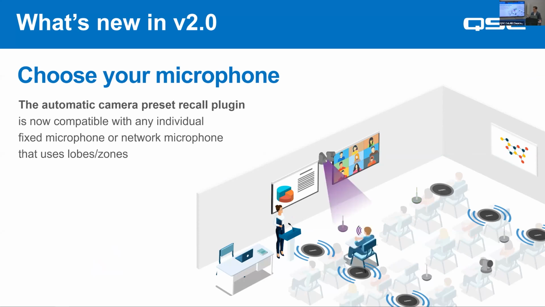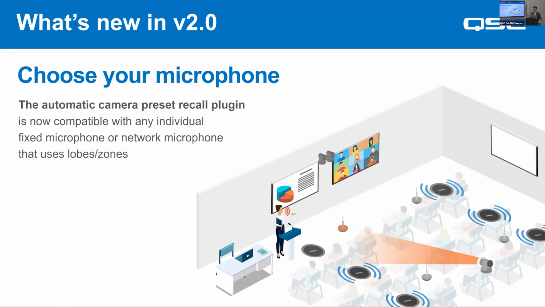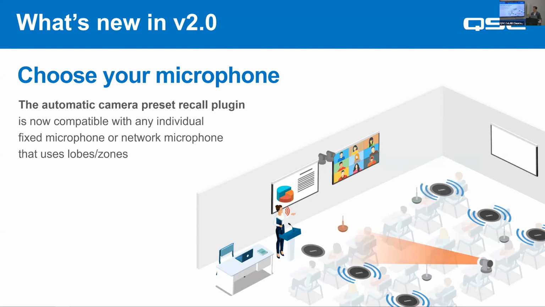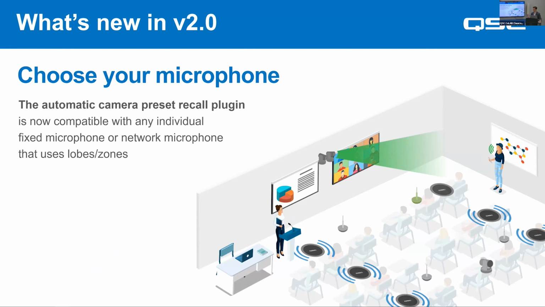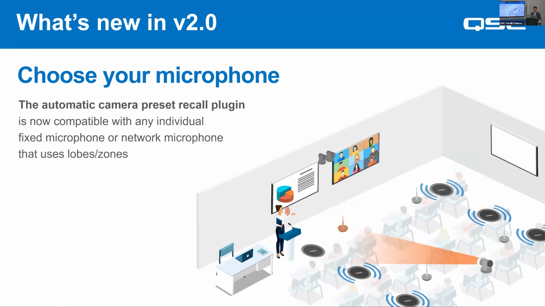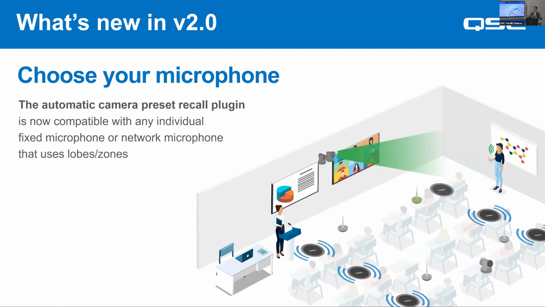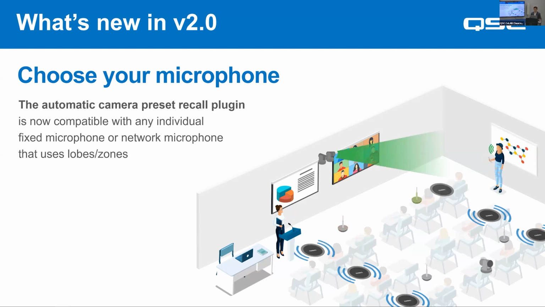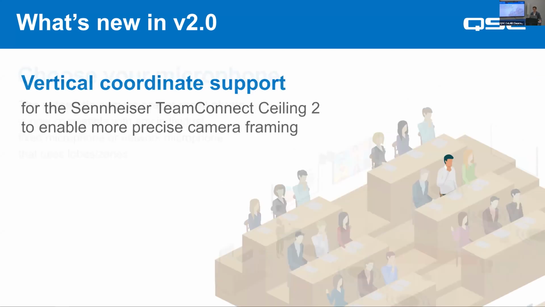Basically, what the plugin is looking for is that gate to open and close. Based on the presence of that microphone signal, it will trigger a zone to be activated by Q-SYS. It triggers a predetermined spot that you want the camera to zoom in on, and then makes that change. But that's not to say that version 2.0 doesn't actively support the new features in the Sennheiser Team Connect 2 microphone.